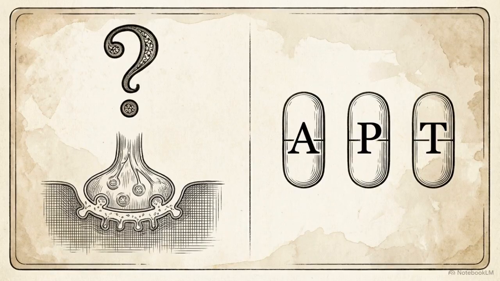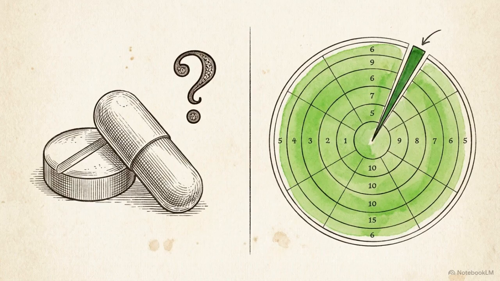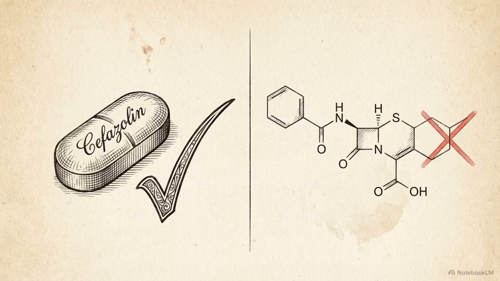Let's review the board-testable essentials. Which antibiotic classes potentiate neuromuscular blockade? Aminoglycosides, polymyxins, and tetracyclines. What is the cross-reactivity between penicillin and cephalosporins? 1 to 3%. And why is cefazolin safe? It lacks the R1 side chain.